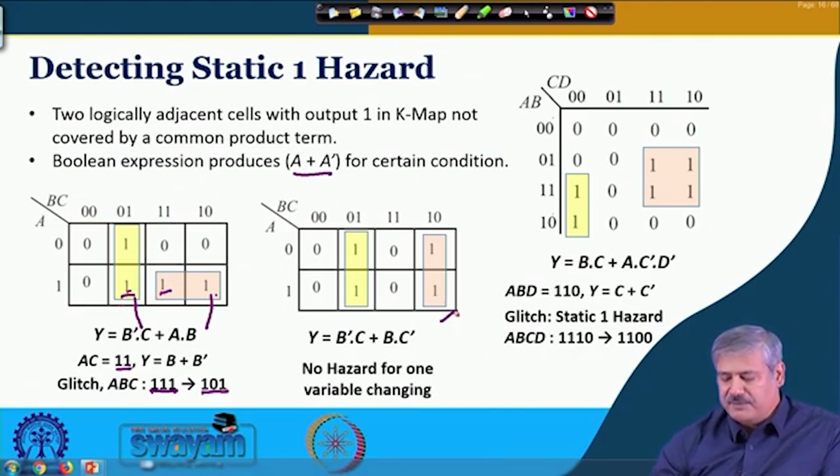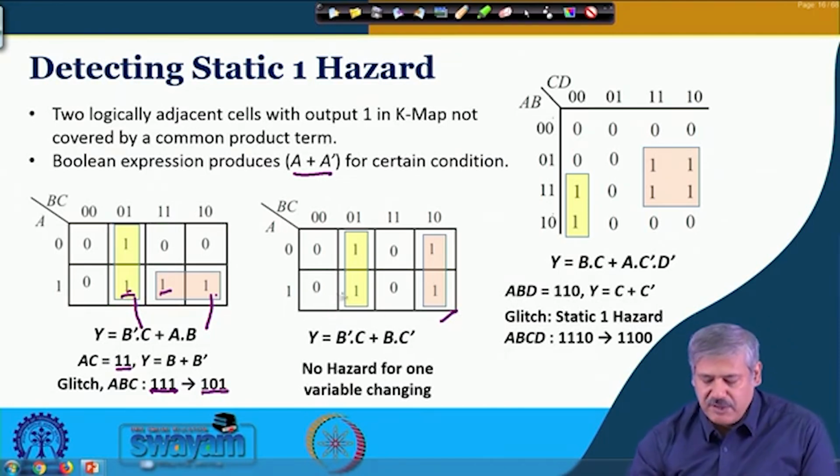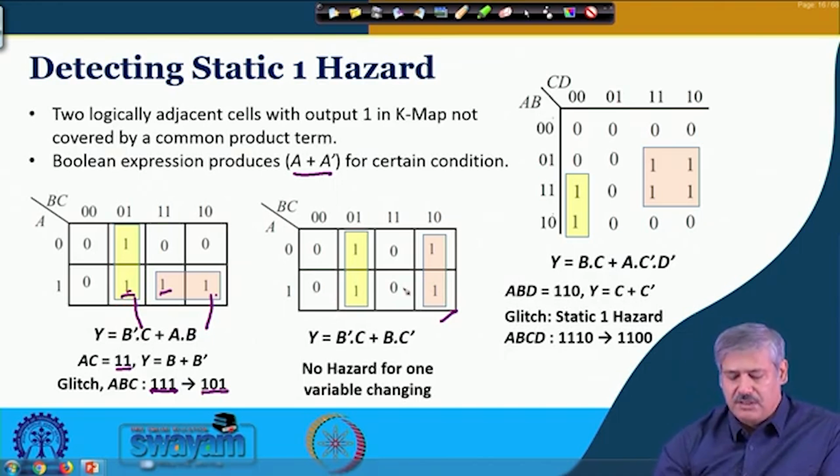Let us look at this example. So, this is an example where there are two such prime implicants b prime c and b c prime. So, is there any hazard here? There are no logically adjacent cells which do not have a common term. These two are logically adjacent, with a common product term, and these two are logically adjacent, with a common product term. And these two are not logically adjacent, so they need not be covered. So, there is no such common term required.